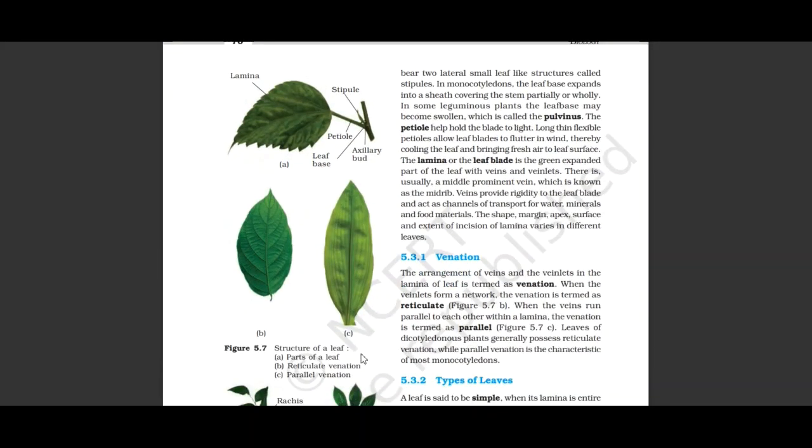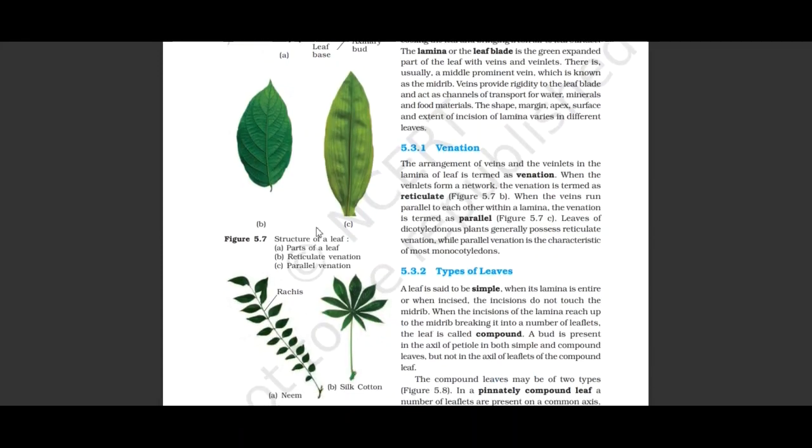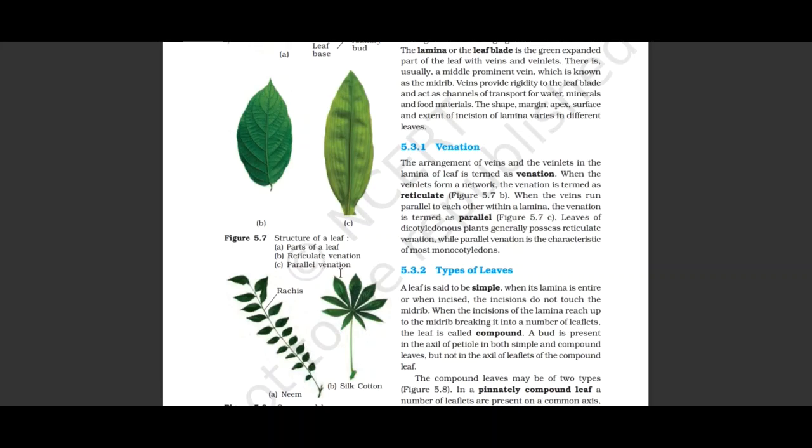Let us see figure 5.7, structure of leaf. First, they have mentioned the parts of leaf. In this, they mentioned the leaf lamina, stipule, petiole, axillary bud, leaf base. Second is reticulate venation.